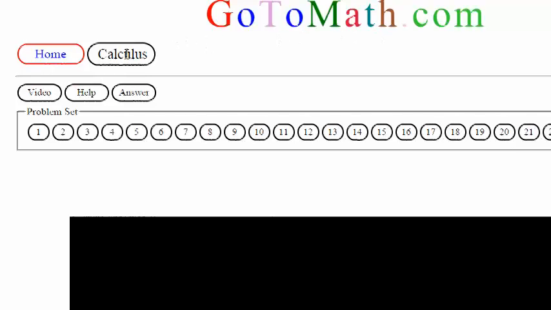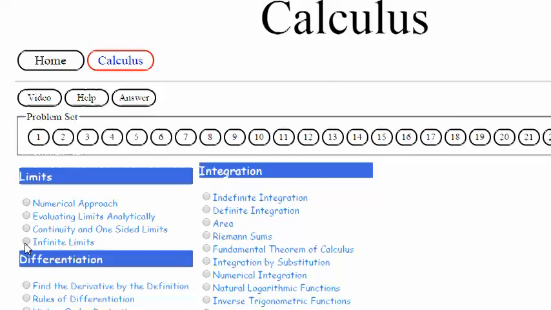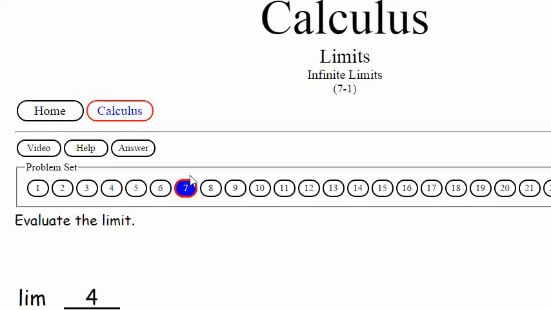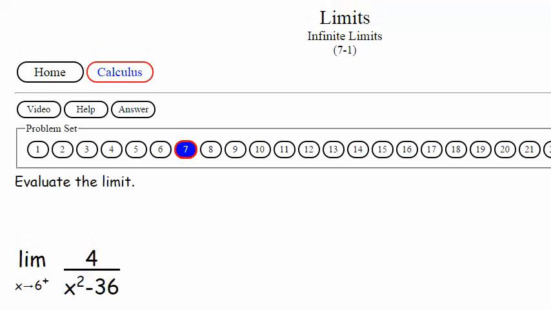We're at GoToMath.com, working some calculus. We're down here in infinite limits, and 7-1, that's what we need to be looking at. It says evaluate the limit.